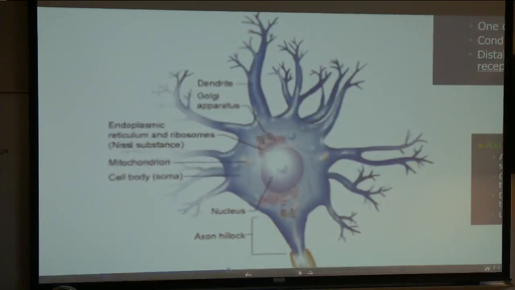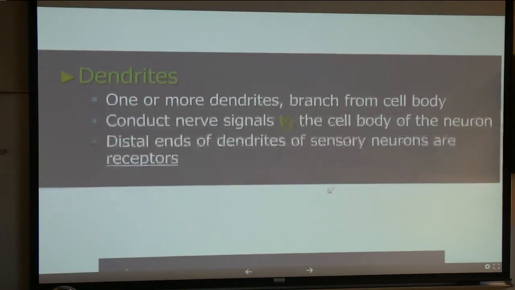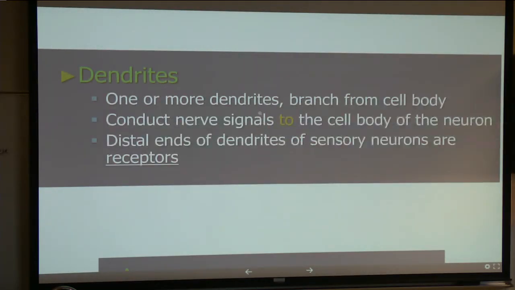So if we look at dendrites in more detail, there might be one dendrite, there might be more than one dendrite. Typically, we see multiple dendrites. And again, they carry information towards the cell body, so to the cell body. Distal ends of dendrites are receptors. There's a receptor on the end that picks up on the information and it sends it to the cell body.